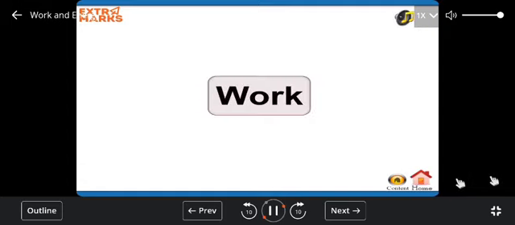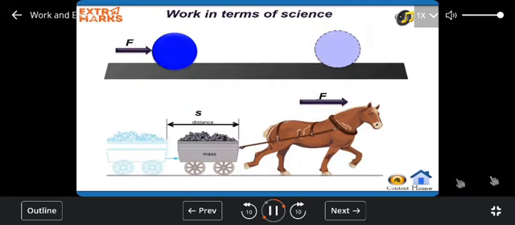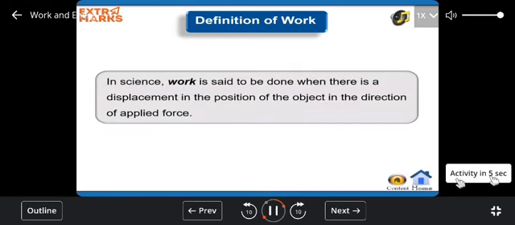What is work? In day-to-day life, any physical or mental activity is considered as work. There is a difference in the way we use the term work in our day-to-day life and the way we use it in science. From the science point of view, we can define work when any object moves through some distance in the direction of applied force.